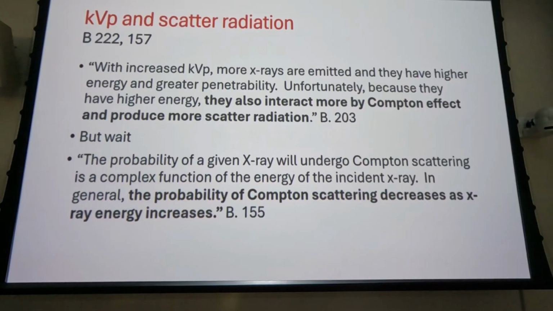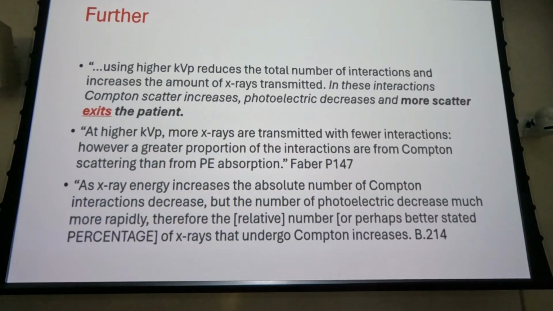Comptons, relatively speaking, go up, photoelectrics go down. Using higher kVp reduces the total number of interactions and increases the amount of transmitted X-rays. In these interactions, Compton scatter increases, photoelectric decreases, and we get more scatter that exits the patient. At higher kVp, more X-rays are transmitted with fewer interactions. However, a greater proportion of the interactions are from Compton scattering than from PE absorption.